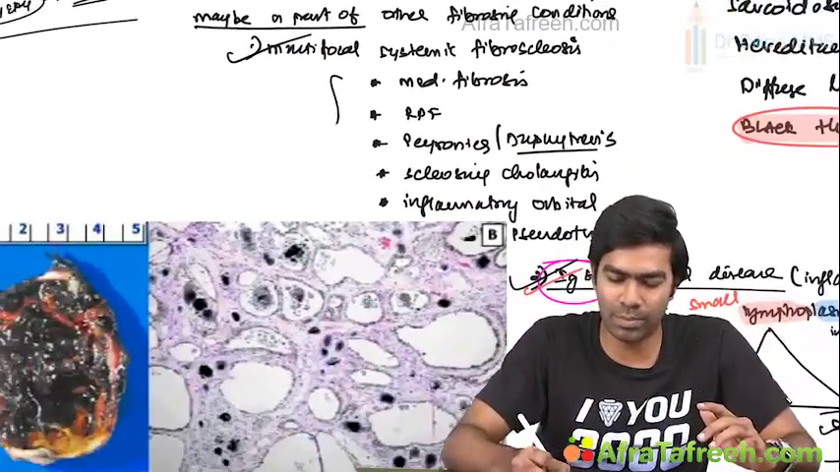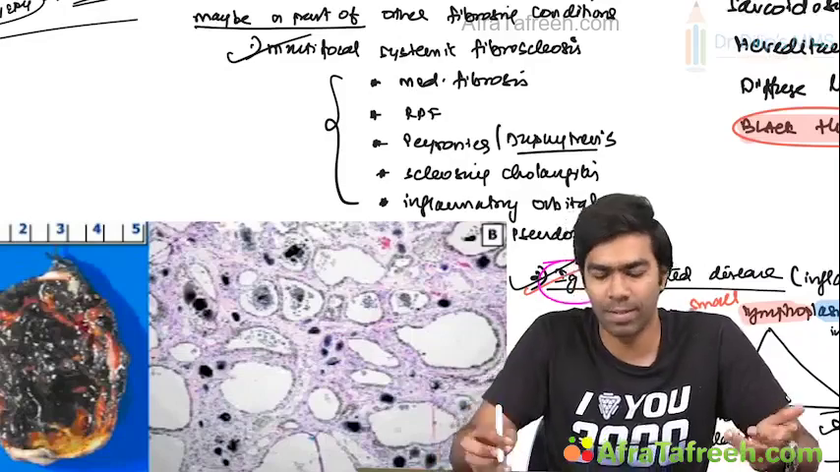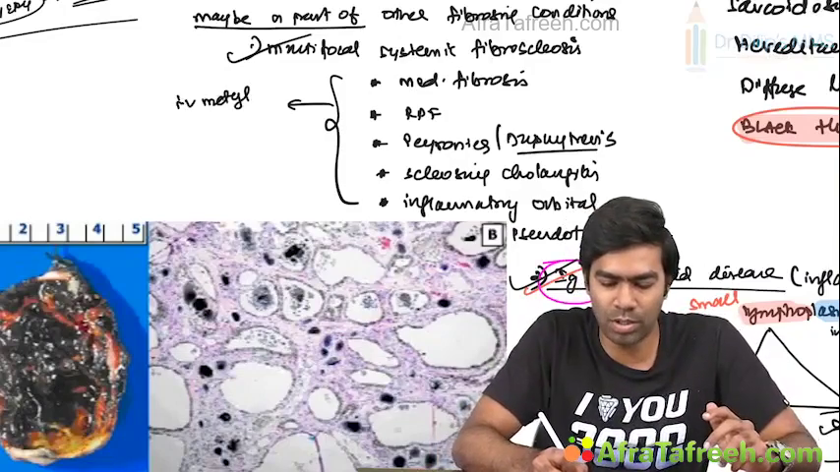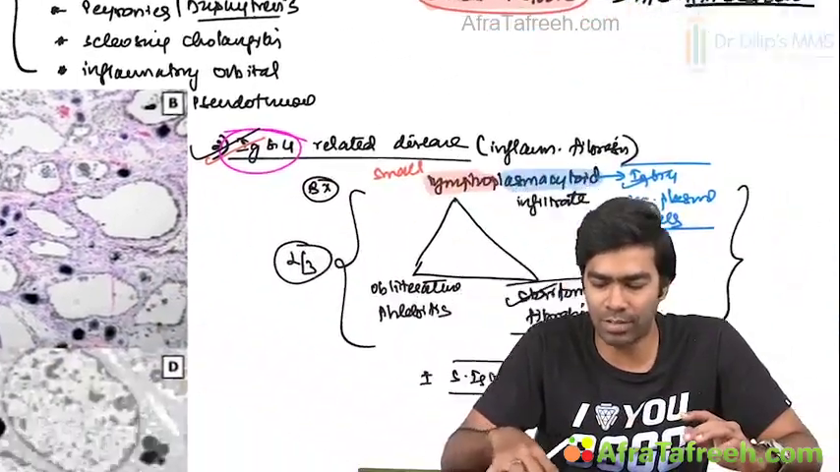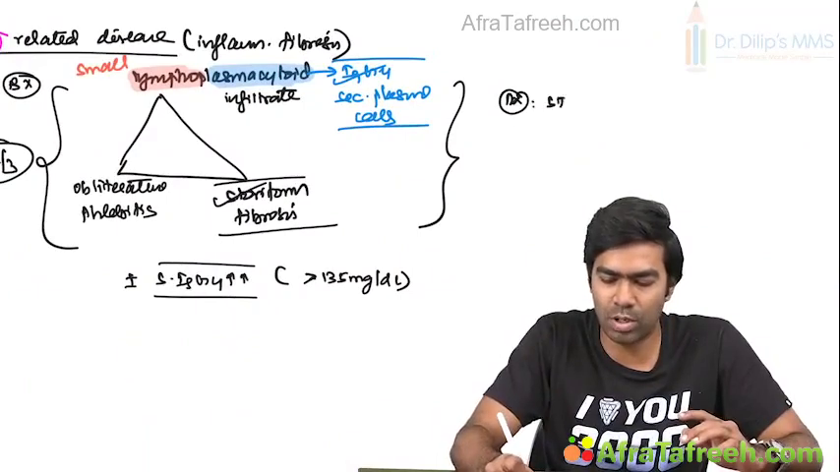Multifocal systemic fibrosclerosis is a very rare entity. I don't think many of you will even encounter it in your life. If at all you encounter it, you are going to treat with IV methylprednisolone pulse plus other immunosuppressive agents. This is what we generally give. IgG4 related disease generally responds well to steroids.